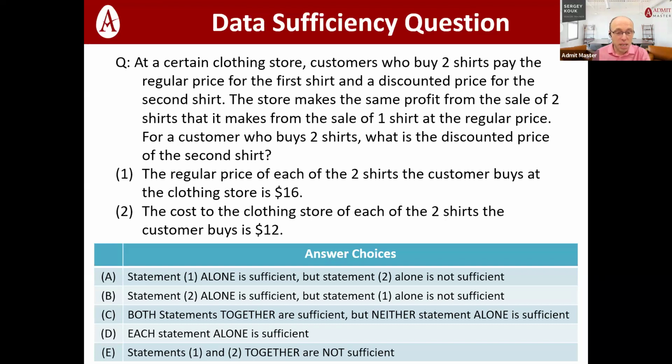All right, ladies and gentlemen, let me go ahead and finish the poll here. And let me show you what we voted for. Most people believe we need two pieces of information. We need to know the regular price and we need the cost, right? Okay, so how do you actually make sense of this question?